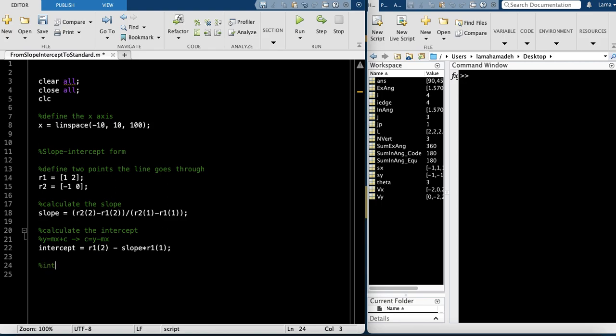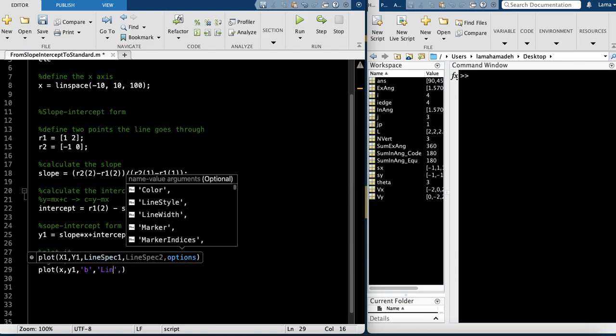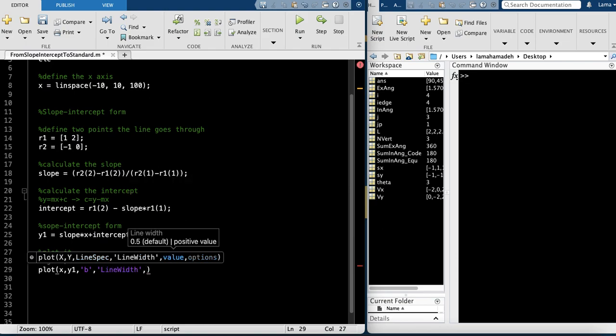So now we have the slope. Okay, so what is the slope-intercept form in this case? I will call it y1. This is my line. This is the slope times x, plus the intercept. All right, so let's plot it. Let's visualize it and see how it looks. So let's construct a figure, and let's plot my x and the line in a blue line, and the line width that I want here is 1.5.